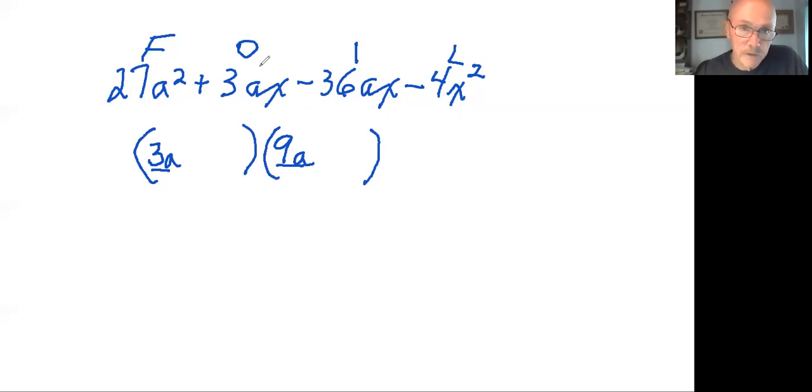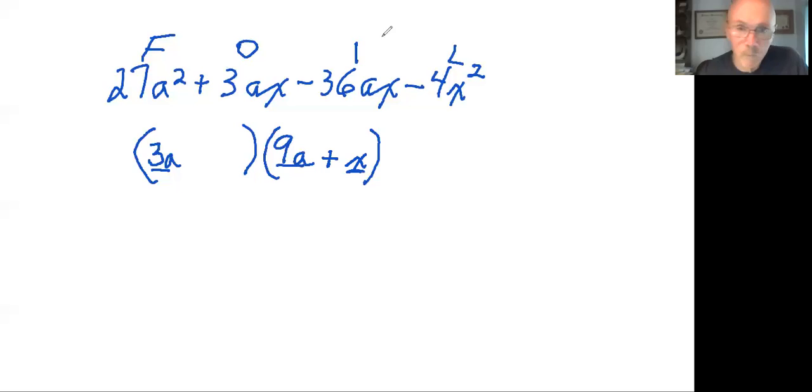Now the outers. It wants to have something here that's an outer, and something here that's an outer. That will give me a positive 3ax. Well, I've already got the 3a, so all I need is a positive x. Just double check. That times that, yeah, definitely gives me that.